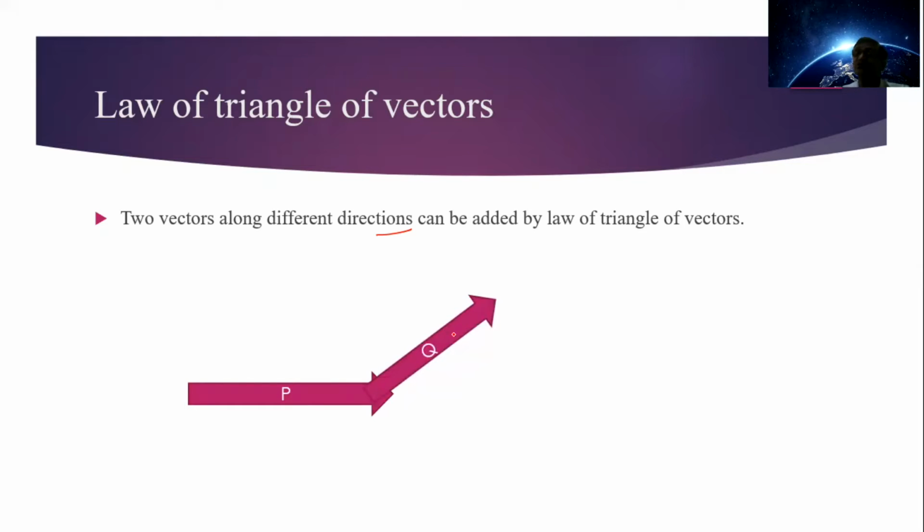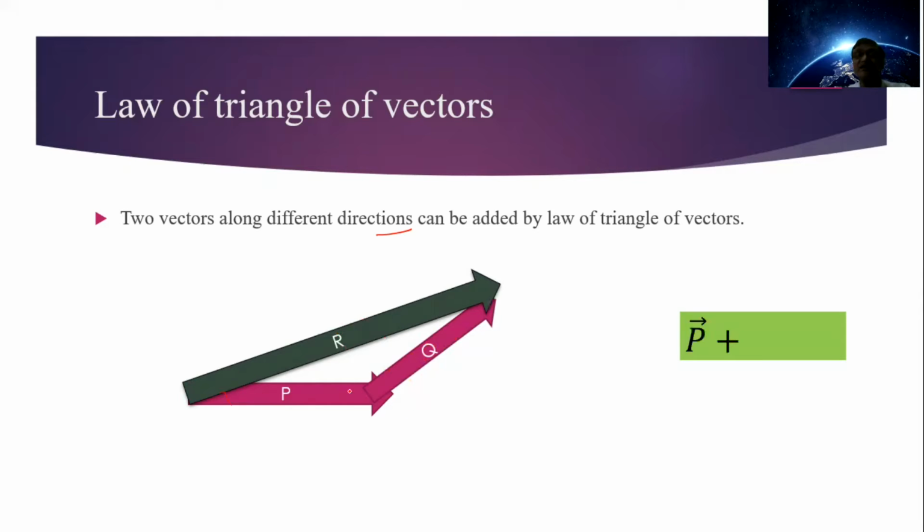Now, these are the two sides of the incomplete triangle. Their resultant is represented by the remaining side of the triangle. We can represent here the R vector, which represents the resultant vector. Now we can write P vector plus Q vector is equal to R vector.